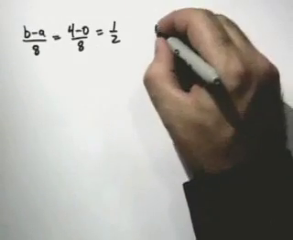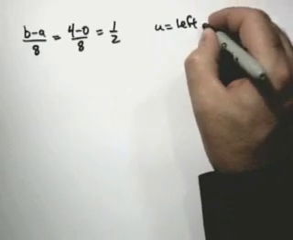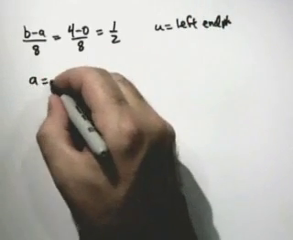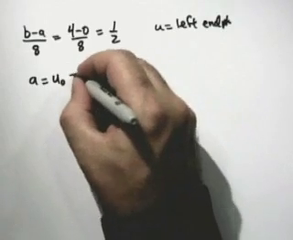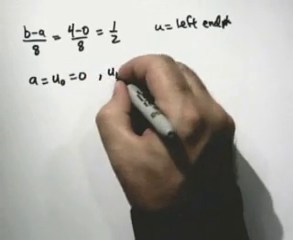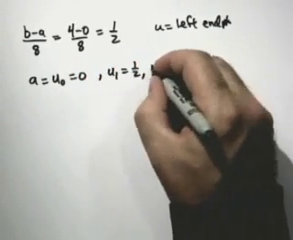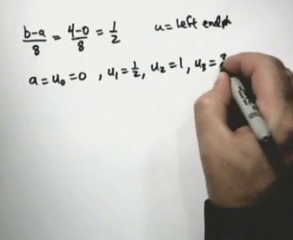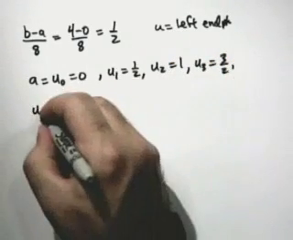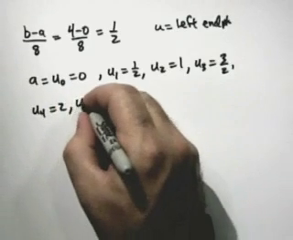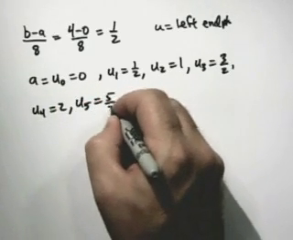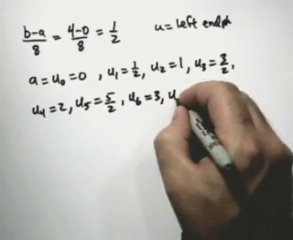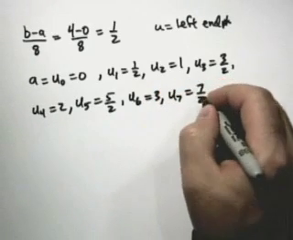Since u is the left endpoint, we'll have a equals u sub 0, which is equal to 0. U sub 1 will be 1/2. U sub 2 is equal to 1. U sub 3 is equal to 3/2. U sub 4 is equal to 2. U sub 5 is equal to 5/2. U sub 6 is equal to 3. And U sub 7 is equal to 7/2.